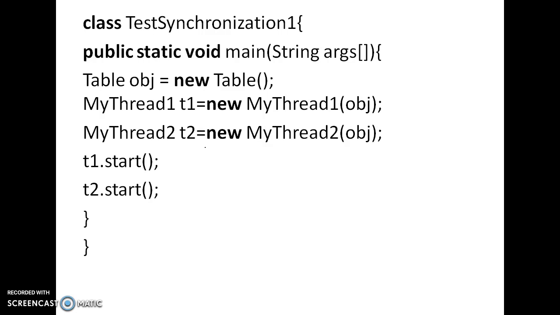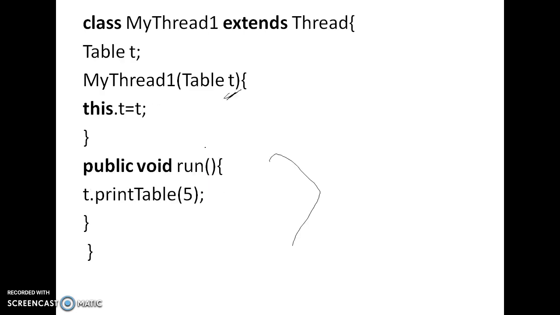So now T1.start, what will happen? It will implicitly call the run method of thread T1. And the next line, T2.start, while executing the start method, also implicitly calls the run method of thread T2. So now what will happen? The first T1.start, so in T1.start, the run method will be executed.